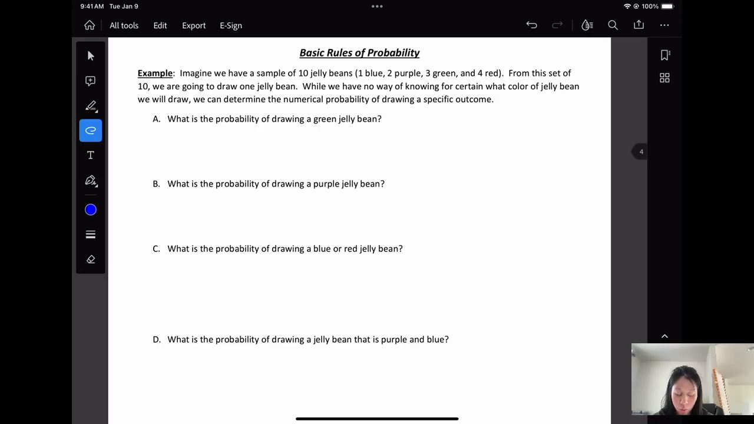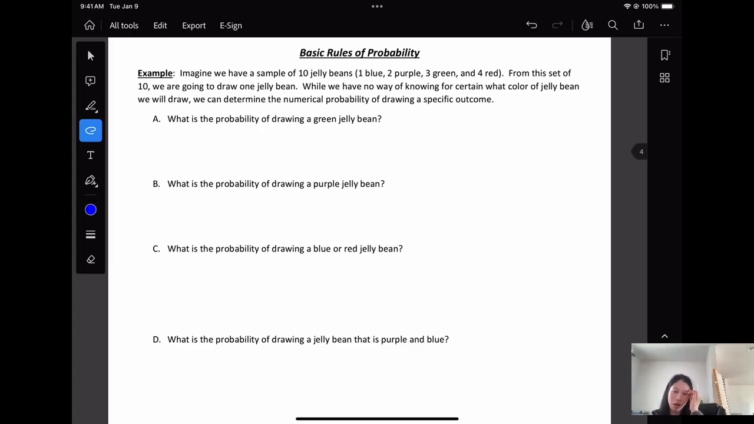While we have no way of knowing for certain what color of jelly bean we will draw, we can determine the numerical probability of drawing a specific outcome. So now, what is the probability of drawing a green jelly bean?